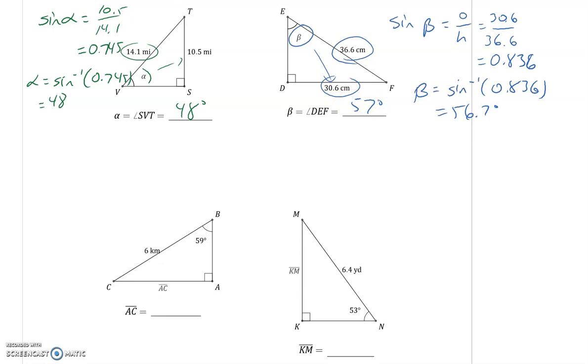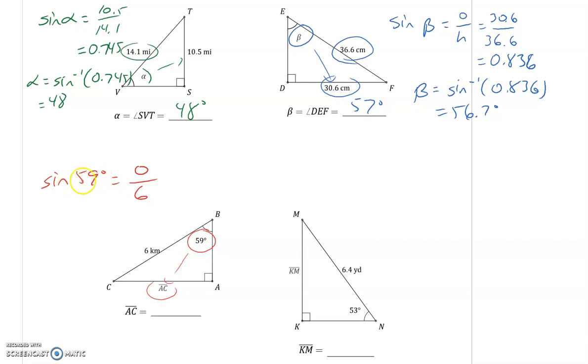Okay, so let's move on to the next one here. We're looking for a side this time. I've got the 59 degrees right there, and this would be the opposite, so I'm looking for the opposite. So sine of 59 degrees is going to be equal to the opposite, which is what I'm looking for, divided by the hypotenuse, which is 6. So we can solve for the opposite, which is the AC that we're looking for. You can just cross multiply and divide if you want.